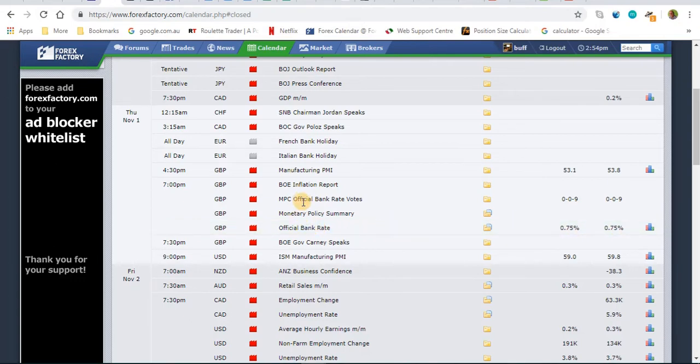And again, we've got speeches in there. And it depends what they say and what happens. You know, like Carney speaks, the Bank of England governor speaks half an hour after. Still got Brexit thrown in there. So just be careful of that.